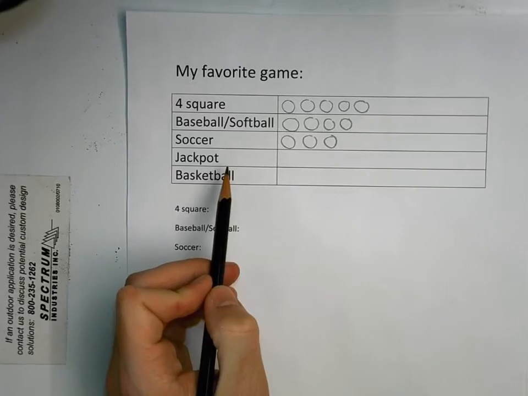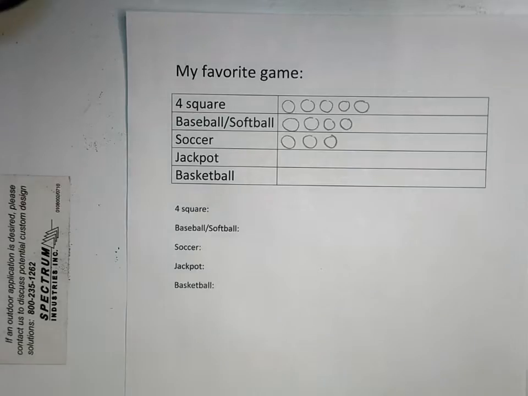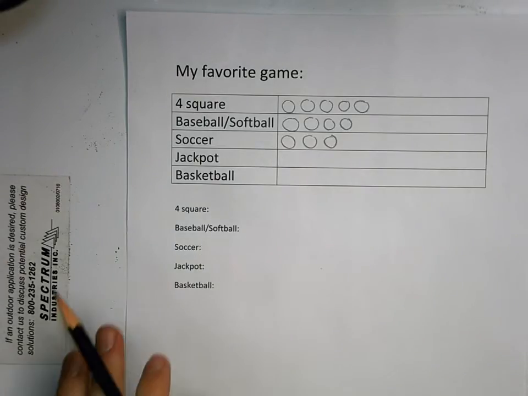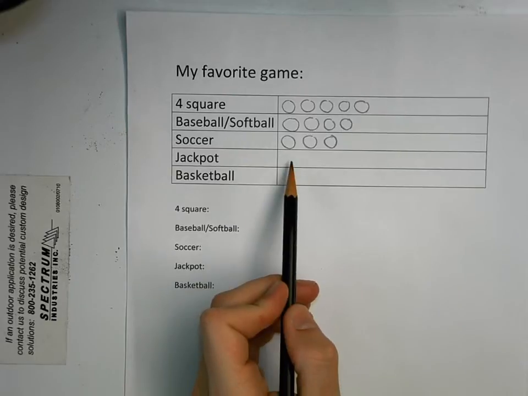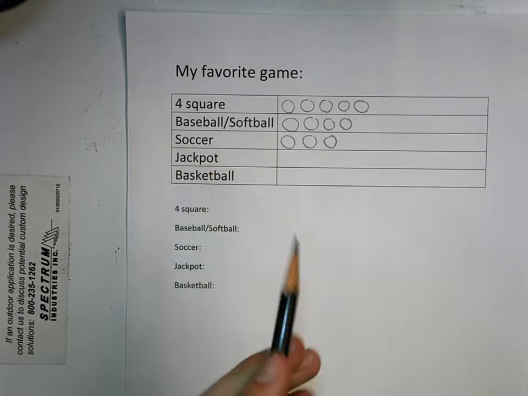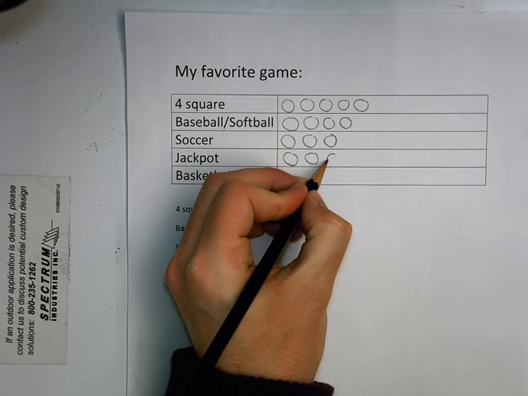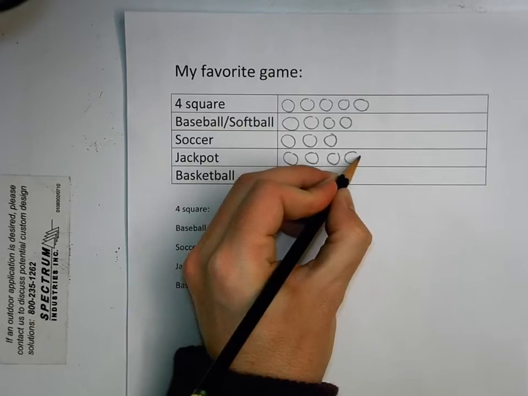What about jackpot? If you wanted to play jackpot at recess, that's your favorite, well, raise your hand. Okay. 1, 2, 3, 4. So who can tell me what I'm going to put right here? Tiana. 4. 4 what? 4 circles. 1, 2, 3, 4.